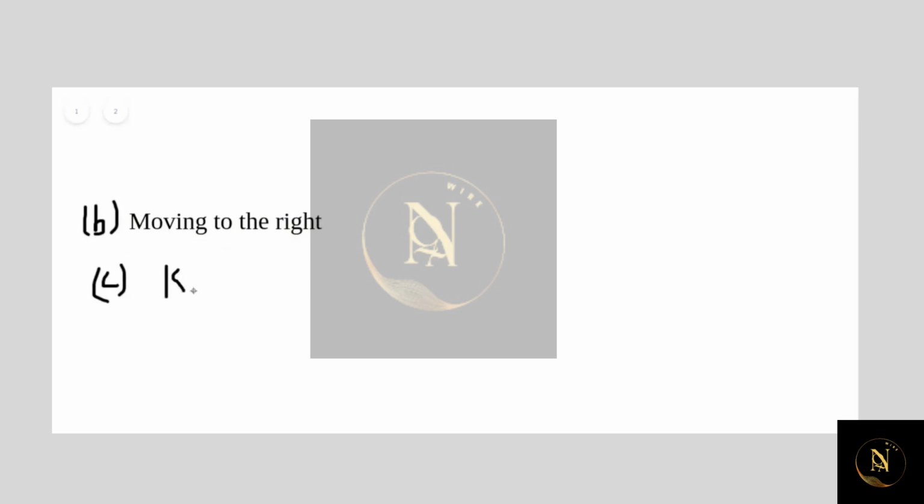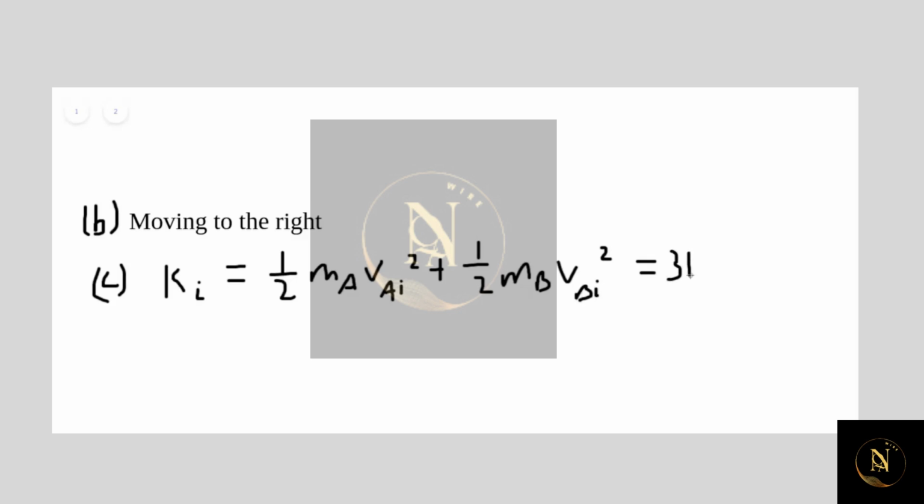To do that, let's compare the initial and the final energies. So 1/2 m A times the initial velocity of A squared plus 1/2 m B times the initial velocity of B squared. Plug those values into this expression, and this comes out to be 31.7 joules.